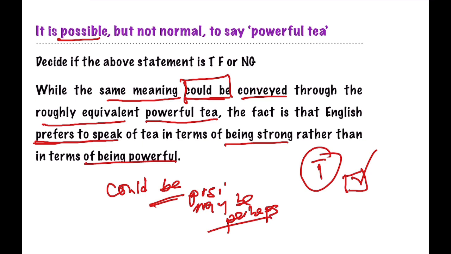So, conveyed through the roughly equivalent powerful tea. The fact is that English prefers to speak of tea in terms of being strong rather than being powerful. Assumingly, you can say tea is powerful, but English will prefer to say it's strong. On the same note, it doesn't mean it is wrong if you say powerful. So there is possibility. So this is a true statement. All you need to do is to write your answer in the box as true, and you're a happy man, you're a happy woman.